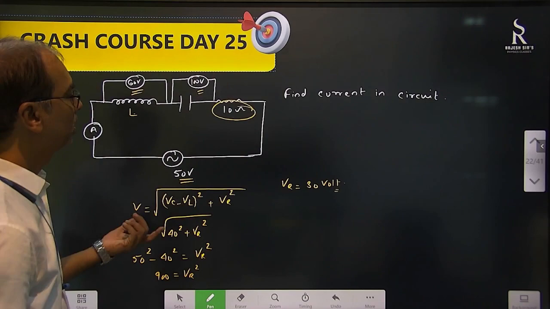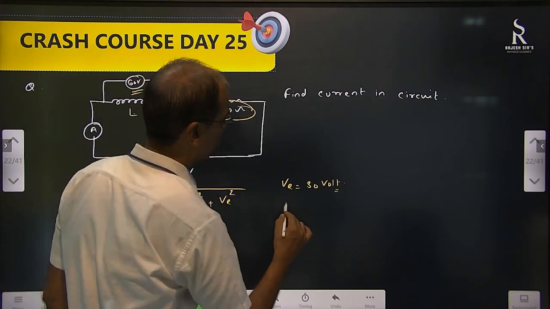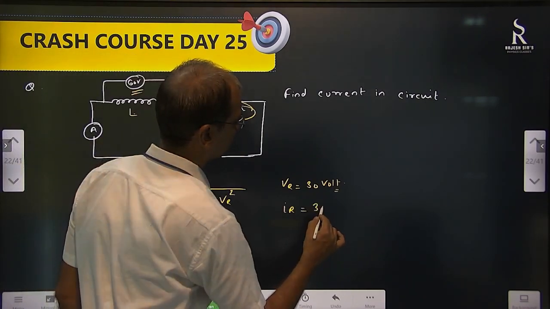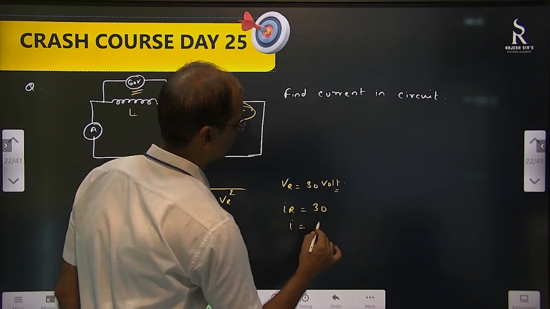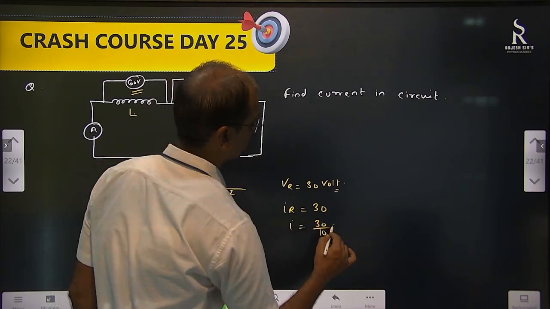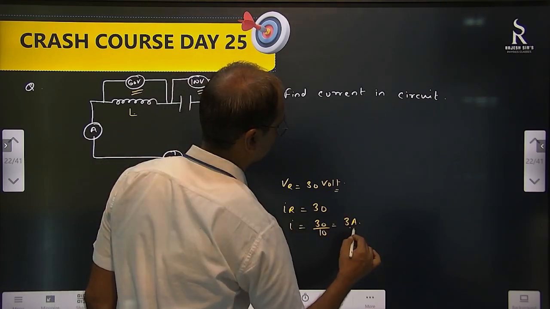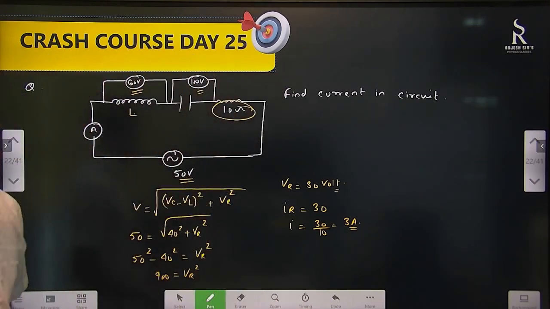And resistance is 10. And he is asking current. Very simple. VR will be what? IR. So I is equal to 30 by 10. That means 3 ampere. That's all. Work is over.